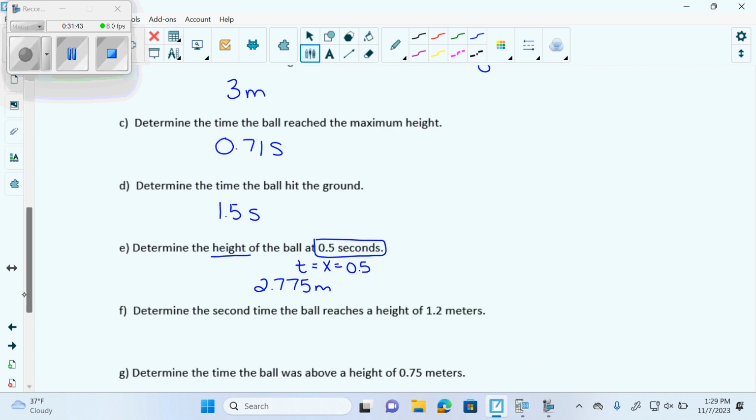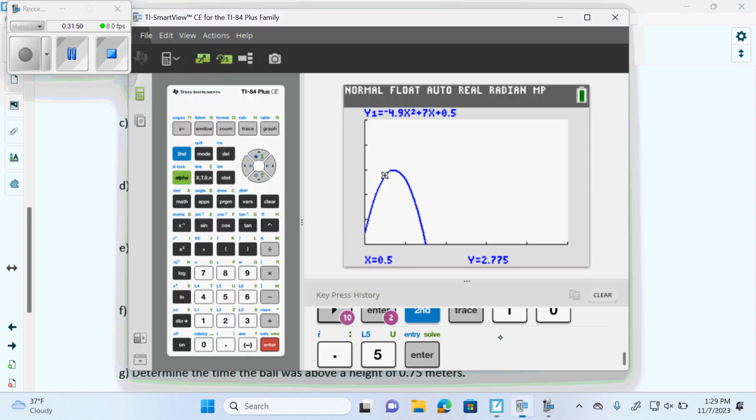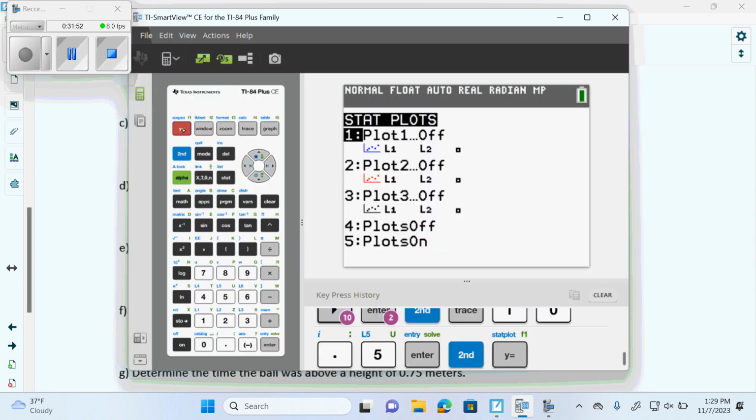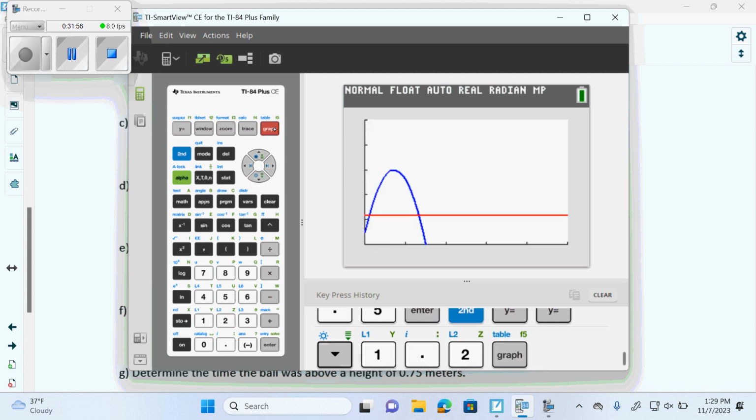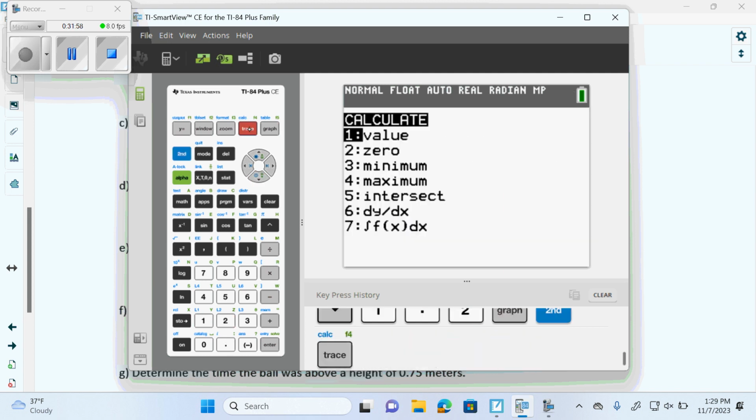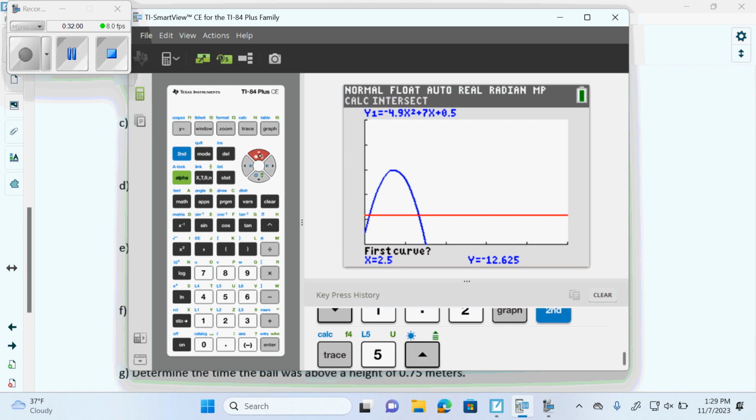Determine the second time the ball reaches 1.2 meters. Well, that's your y2. And they want the second time. There's 2, so I have to get the second one. Second trace 5. Guys, can you stop packing up? Enter, enter, enter. And I get 1.32 seconds.